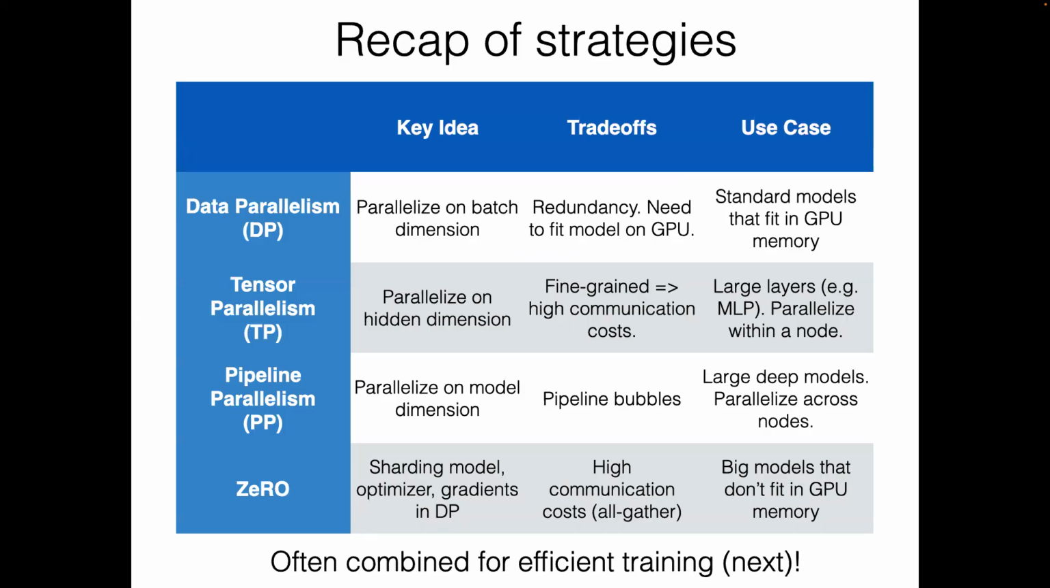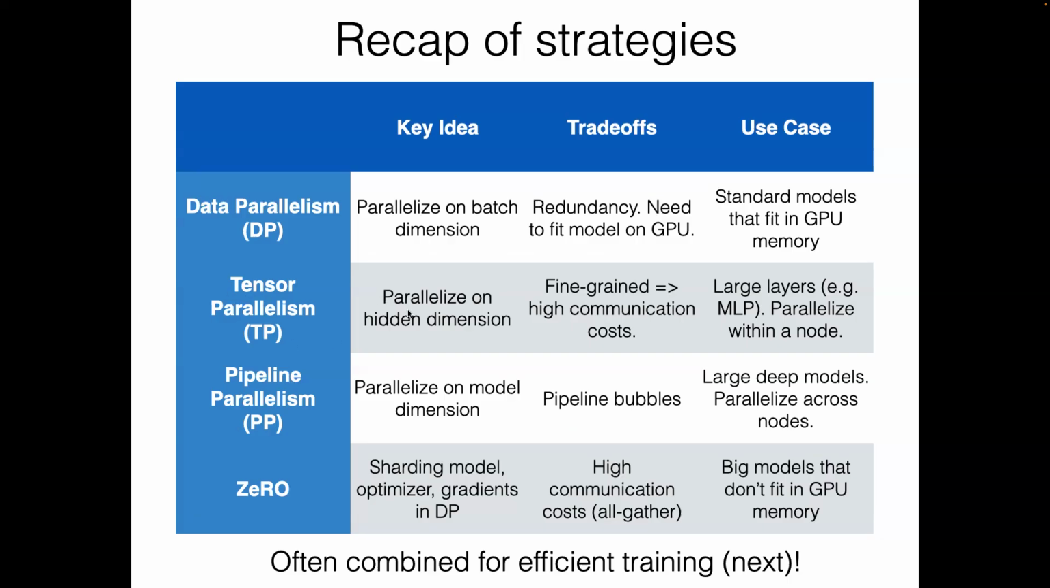Okay, and then here's the giant table summarizing all the different strategies. With data parallelism, the key idea is that you can parallelize on the batch dimension. The trade-offs or downsides are the redundancy and the need to fit a model on a single GPU. A good use case is if you have a small enough model that fits on one GPU, then you don't have to change anything in the internal implementation of the model, and it's a straightforward approach to parallelize.